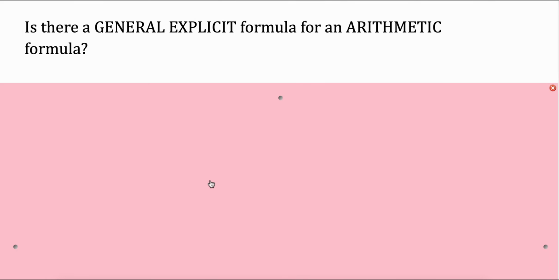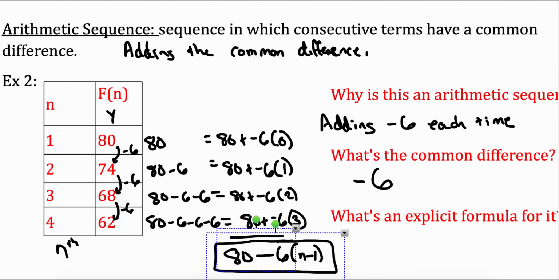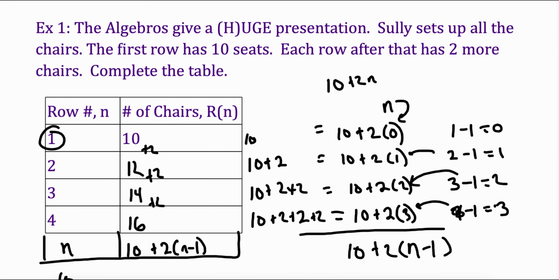Okay? All right, so the question is, is there a general explicit formula for an arithmetic sequence? So if I had an arithmetic sequence, we have two over here, right? We had this one, 80 minus 6 times n minus 1. And we had the other one, 10 plus 2 times n minus 1. Do we have a general format? Well, if I look at this one, 10 was my original number right here, correct? And I added the common difference times n minus 1.